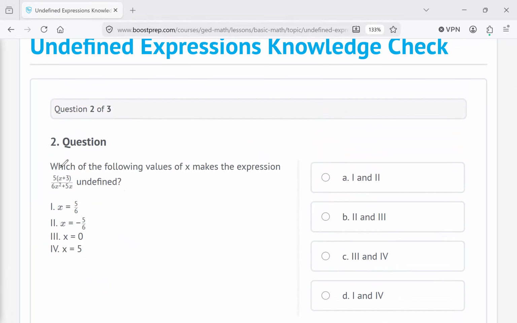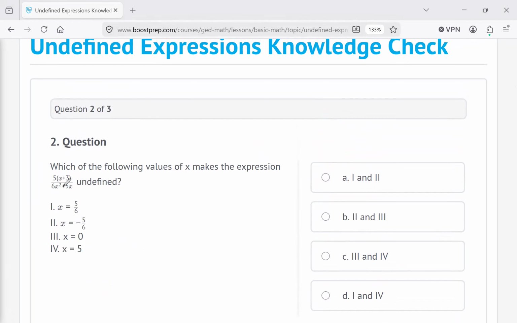Let's move on to 2. Question 2 says, which of the following values of x makes the expression undefined? Okay, you could test each one, which would take quite a lot of time. You don't have that much time when you take these exams.